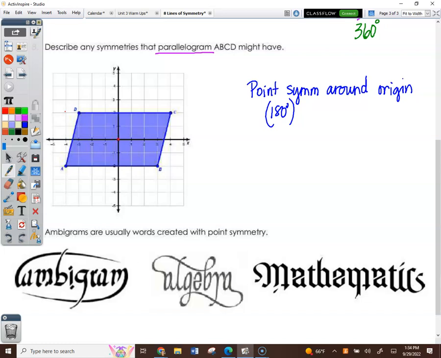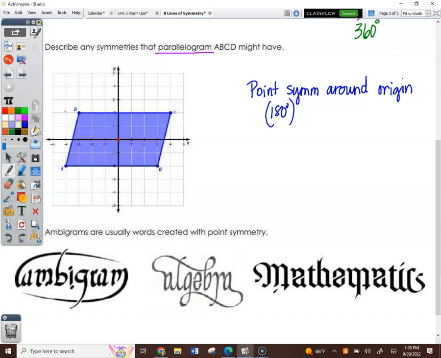And what do you notice? Mathematics. How does a C and S turn into an A? It's the font that helps to dictate how it looks. What is that first word say? Ambigram, or some people call them ambiogram.